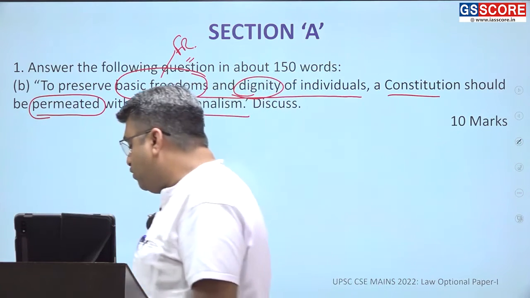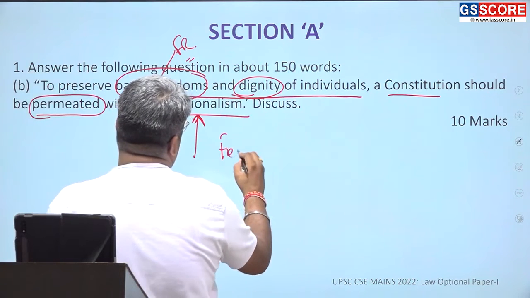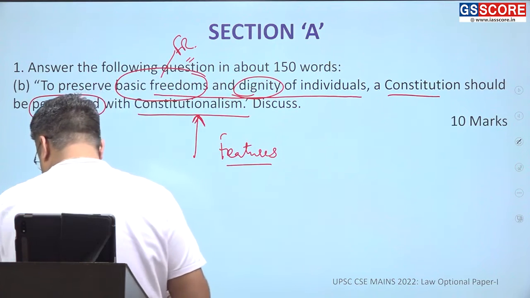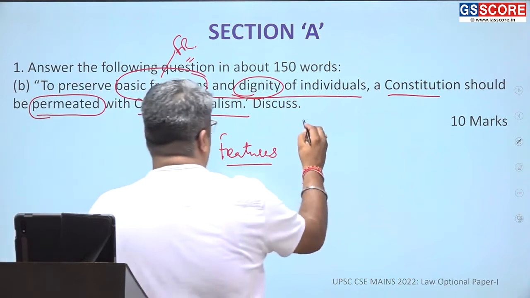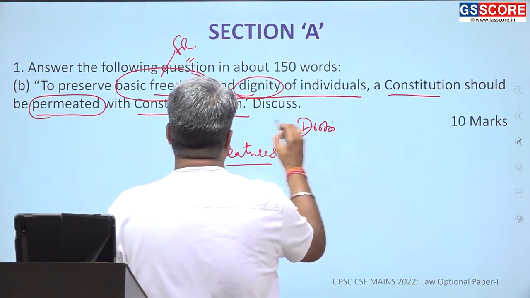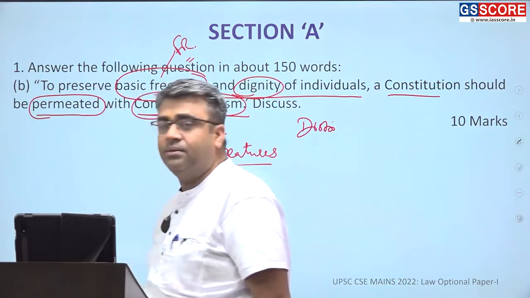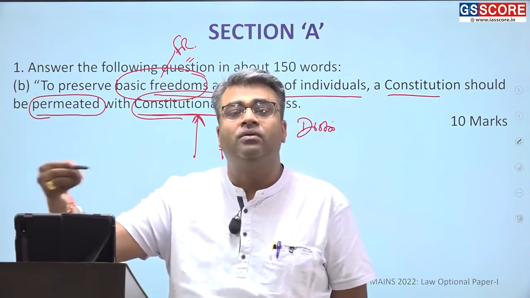So in this scenario, you start writing with the salient features of constitutionalism. For example, you can mention the distribution of powers. First, start explaining constitutionalism, because we know very well constitutionalism is a mechanism to keep a check and balance upon the arbitrary powers of the government.